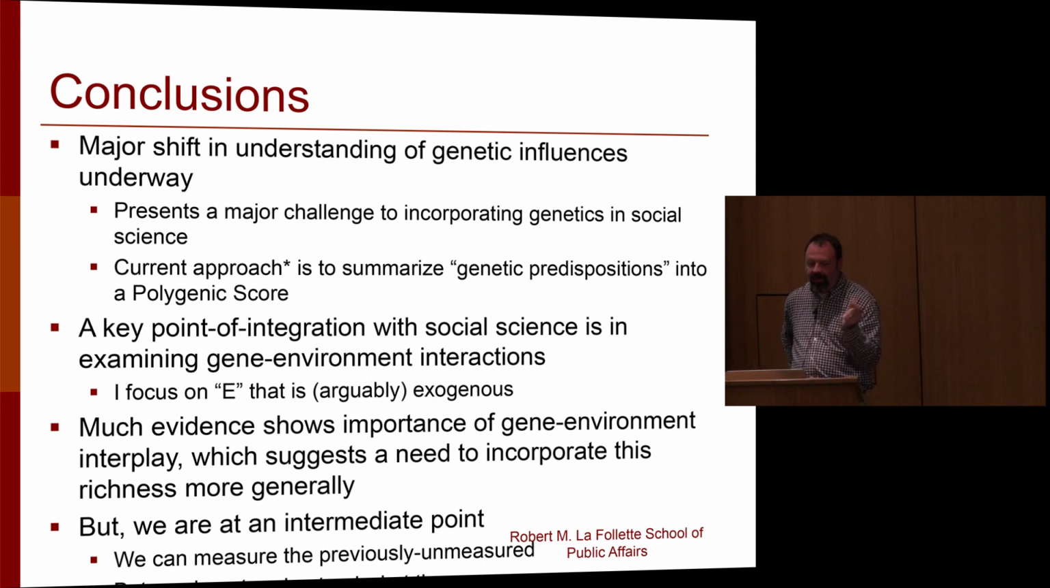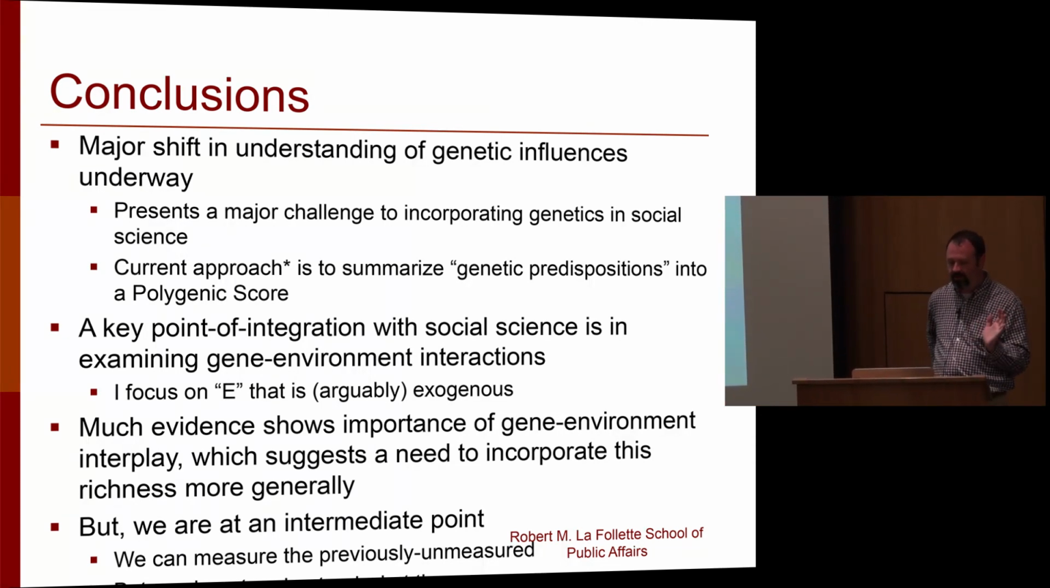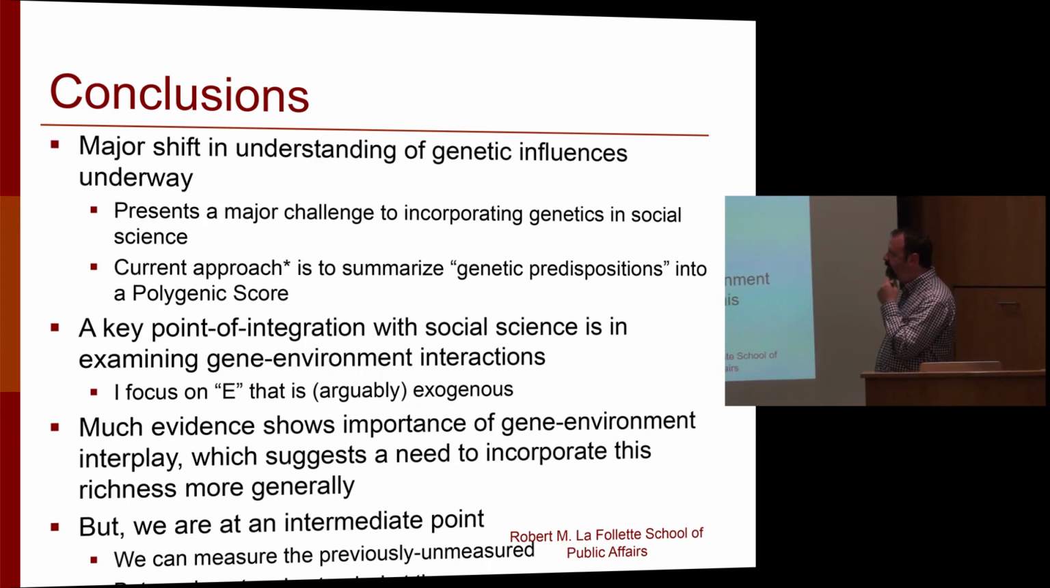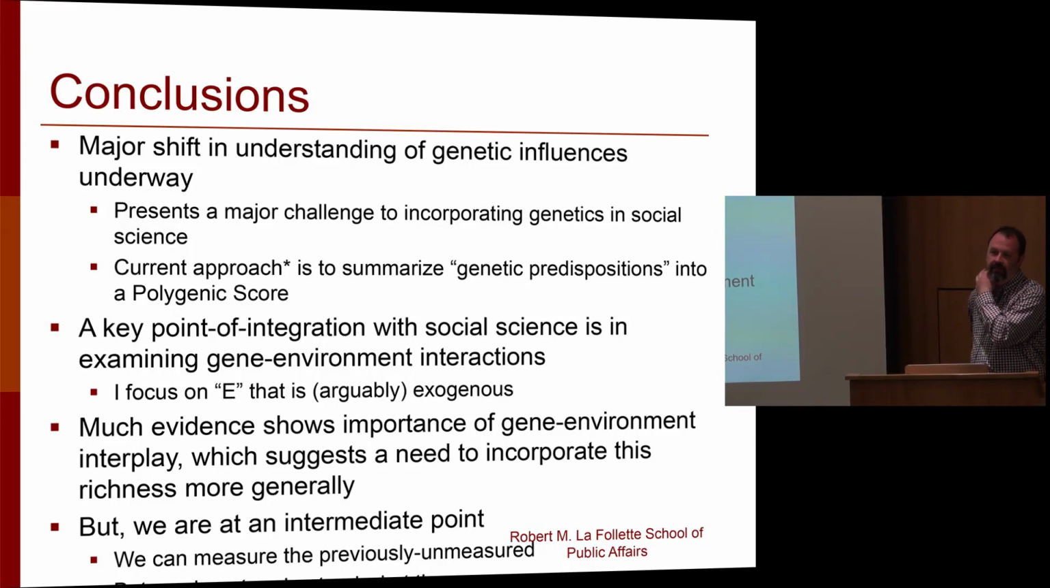So one, I just remind you, in part because I talked about it for a minute or two but it deserves more than that, there's a major shift in understanding genetic influences on social outcomes. Partly this is data: 10 years ago there was no data to do this. Now there's way too much data and we don't know what to do with it. The task is quite different now. I think this presents a major challenge to incorporating genetics in social science.